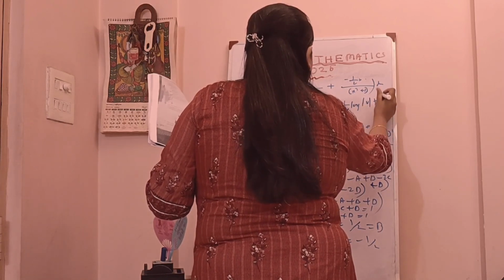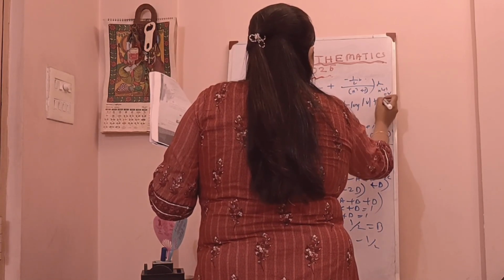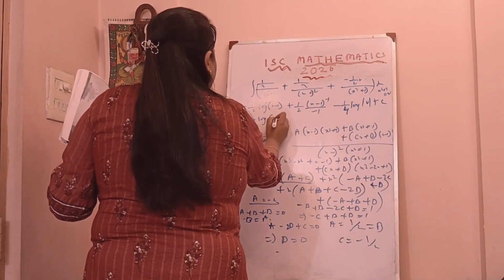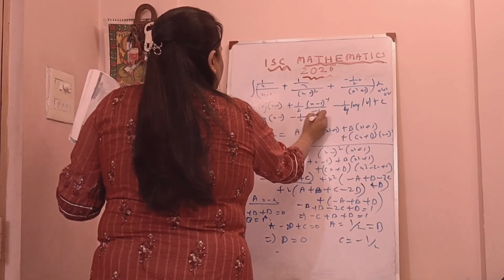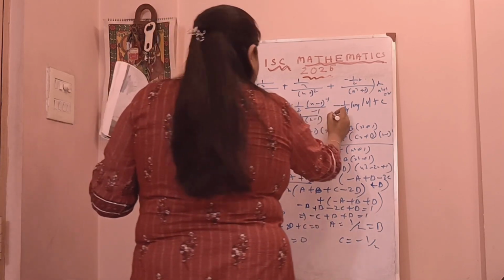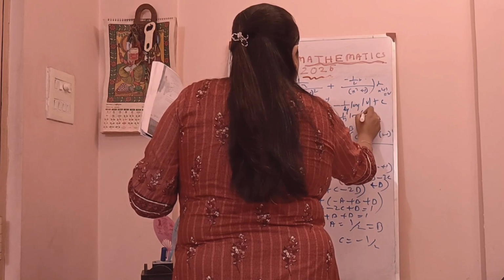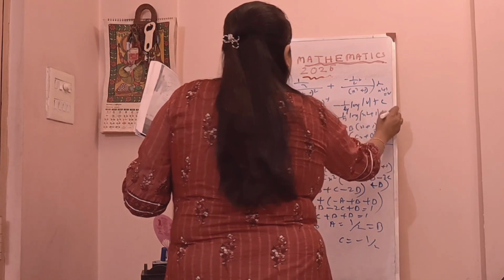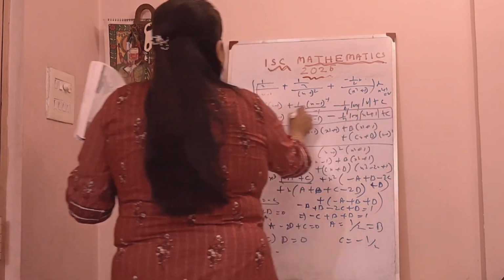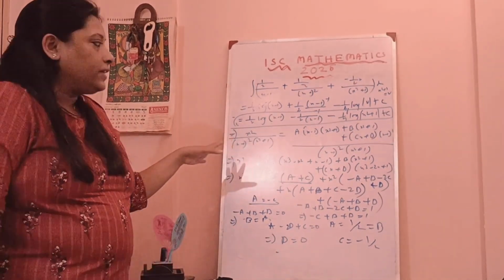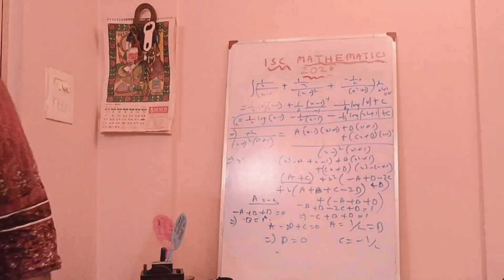V means you have to choose x square plus 1 equals v. So plus c. So it should be half log (x minus 1) minus half by (x minus 1) minus 1 by 4 log (x square plus 1) plus c. So this is the solution of the 11th subpart 2. Okay, done. You can take a screenshot or you can write it, whatever you want.